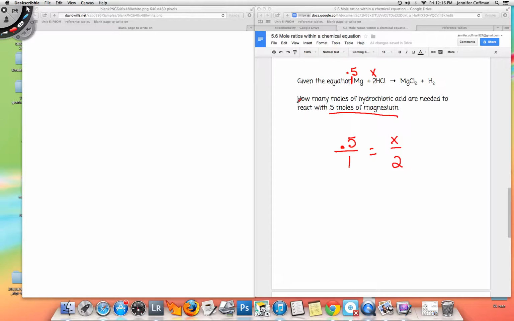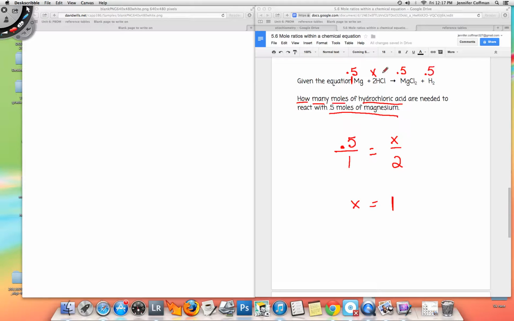I'm looking for how many moles of hydrochloric acid. So I put my X over the hydrochloric acid, and then there's already a 2 there. So see how this is what was given to me, this is what I'm looking for. These two numbers came directly from the equation, and then I can solve it by cross multiplying. 0.5 times 2 is 1, equals 1 times x is x. So x equals 1. Just like I had figured when I did the ratio, 0.5 to 1 to 0.5 to 0.5.